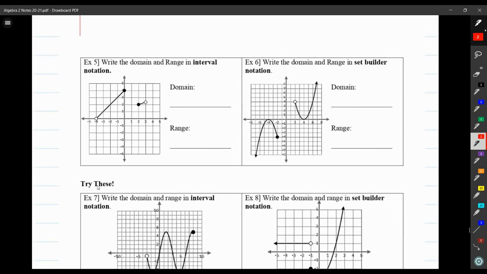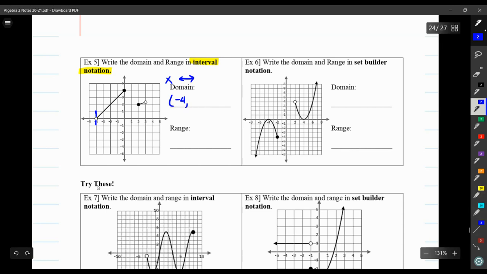Example 5. Write the domain and range, and now we're back to intervals. So make sure you're reading and seeing which notation we need. So now we need interval notation. So I'm going to do my domain in blue again, furthest left to furthest right. So the furthest left is this coordinate point right here on the x-axis at -4, comma, and it's going to be a parenthesis because he's an open circle.